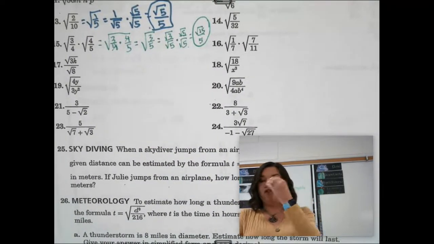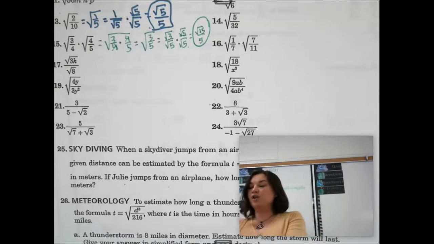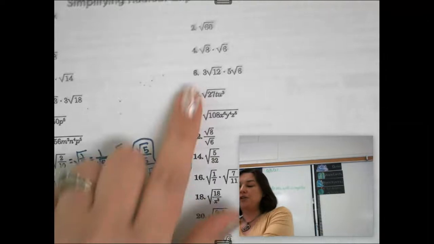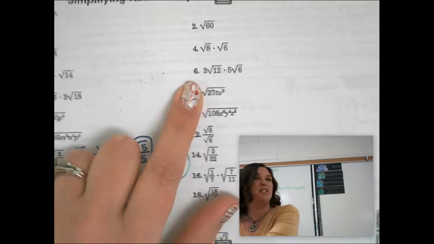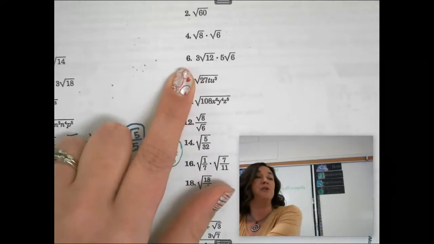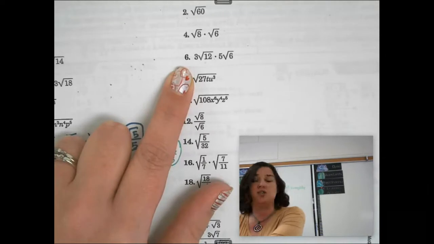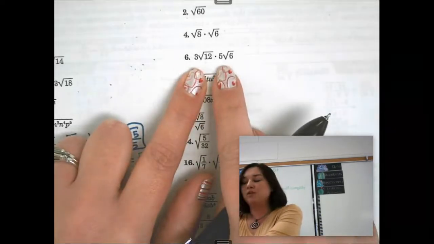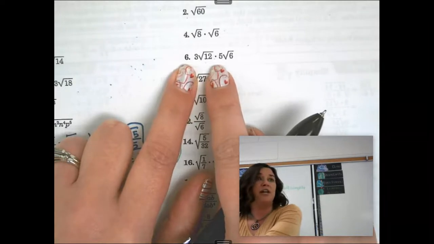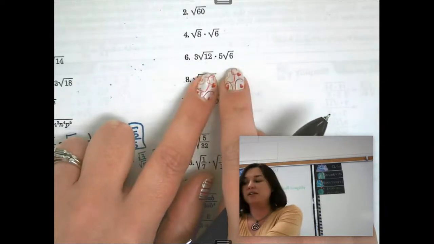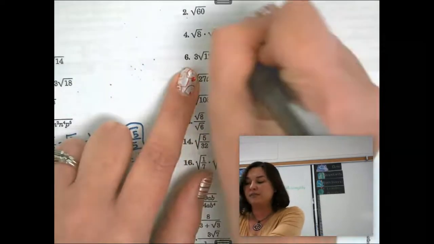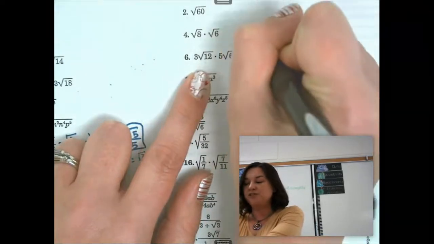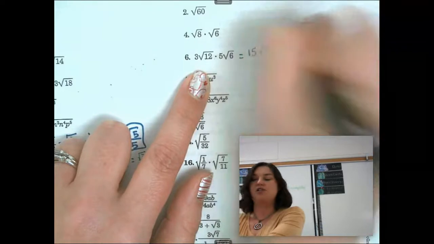Now I'm going to have you try one like that in just a minute, but I want to go up higher on this page. Let's try number 6 together. This is similar to one you would have done on the video that I had you watch. And it says if we multiply things, you can multiply the coefficients together, and you can multiply what's under the square root together. So what's 3 times 5? 15. And then 12 times 6 is 72.